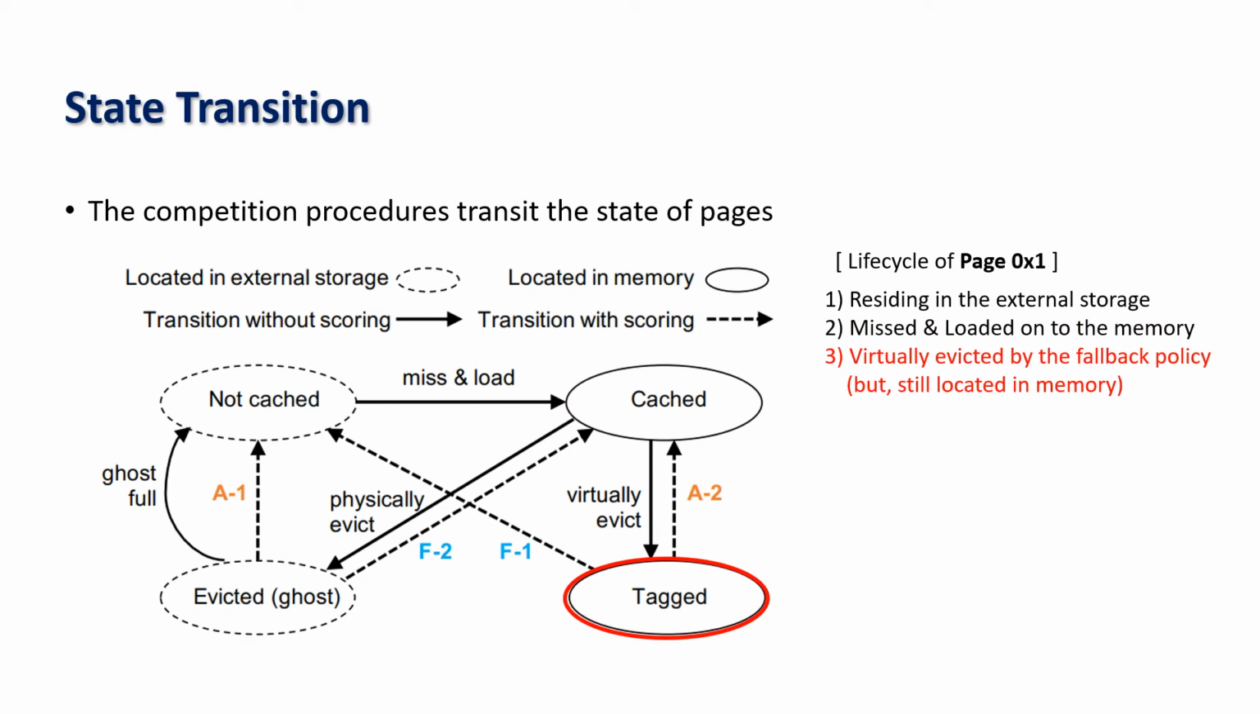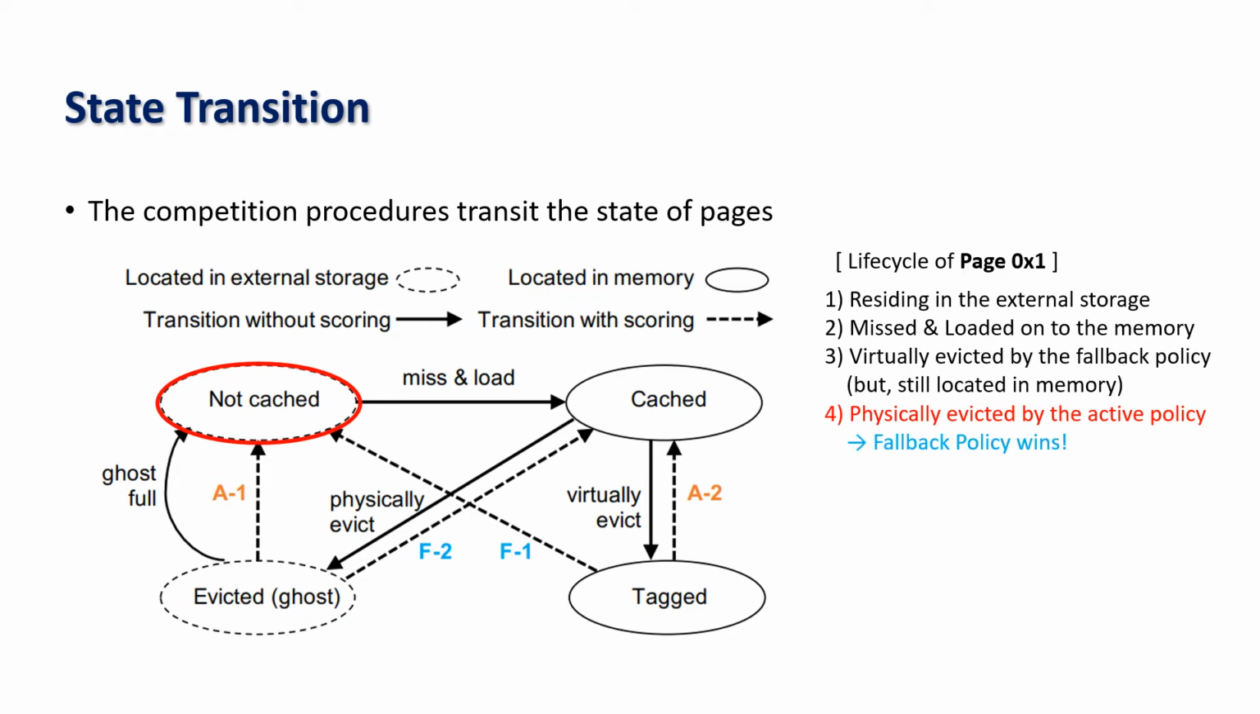Suppose that the fallback policy virtually evicted page 1. Then the page is tagged as virtually evicted in the metadata, but the data copy still remains in memory. The evicted state indicates that the competition for the page is in progress. Once the same page is selected by the active policy after a while, it turns out that this page has already been selected by another policy and has not been accessed in the meantime. So the fallback policy gets a score.